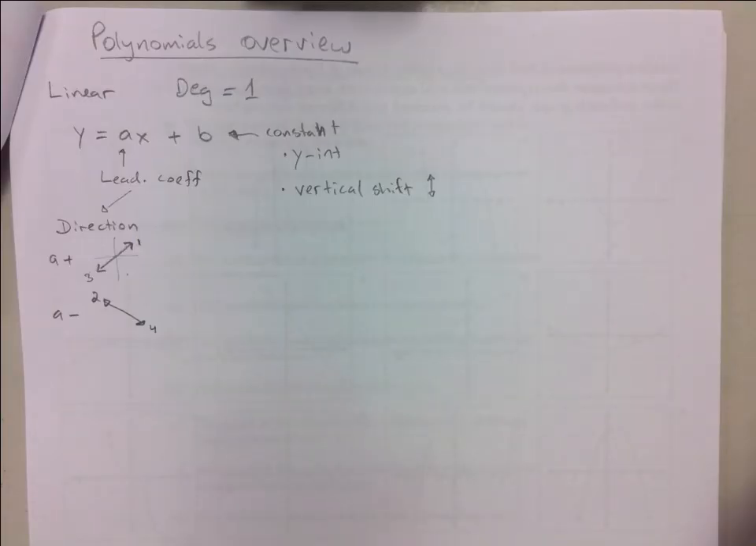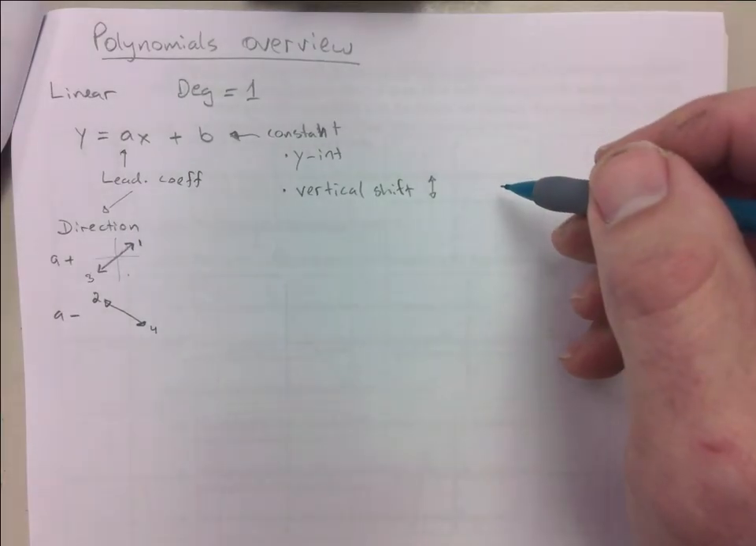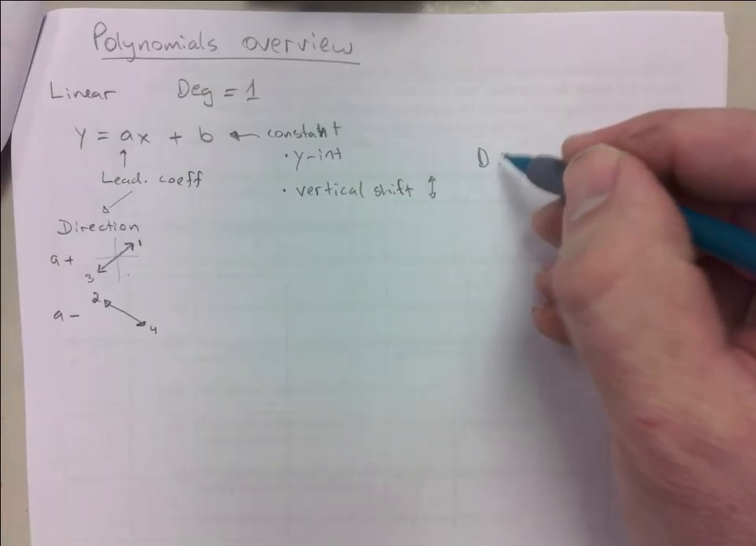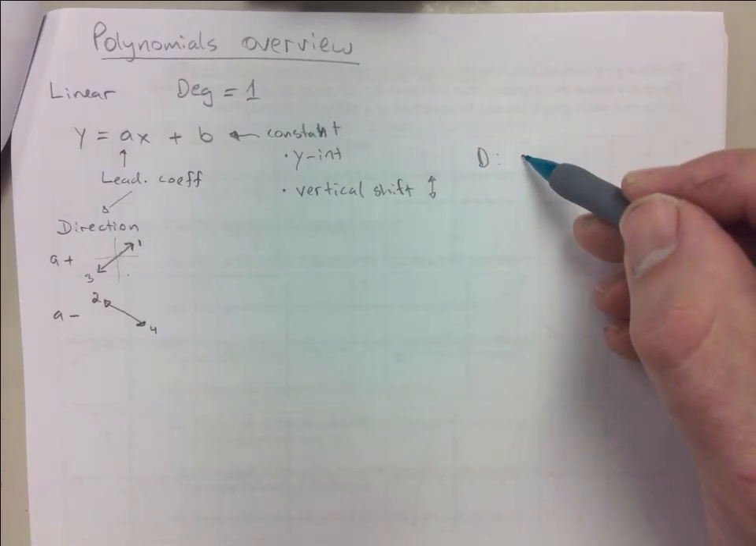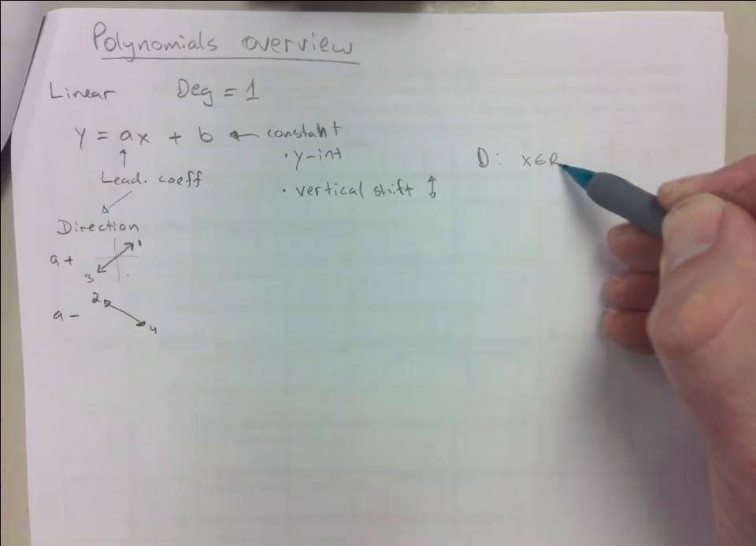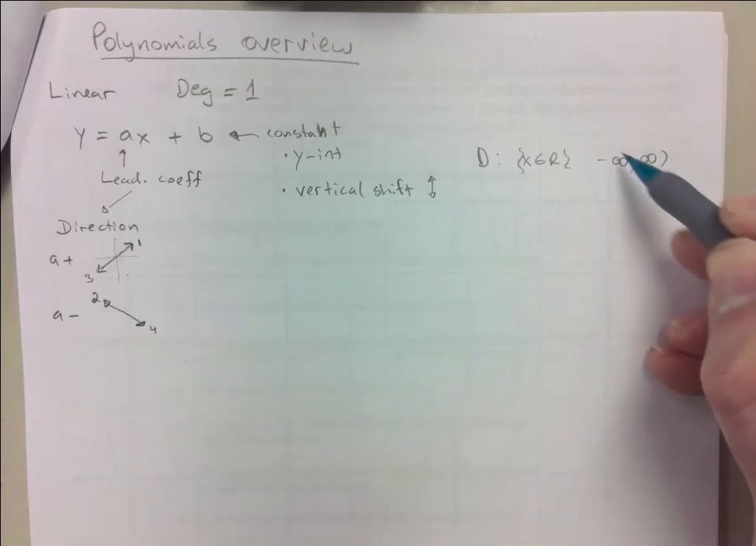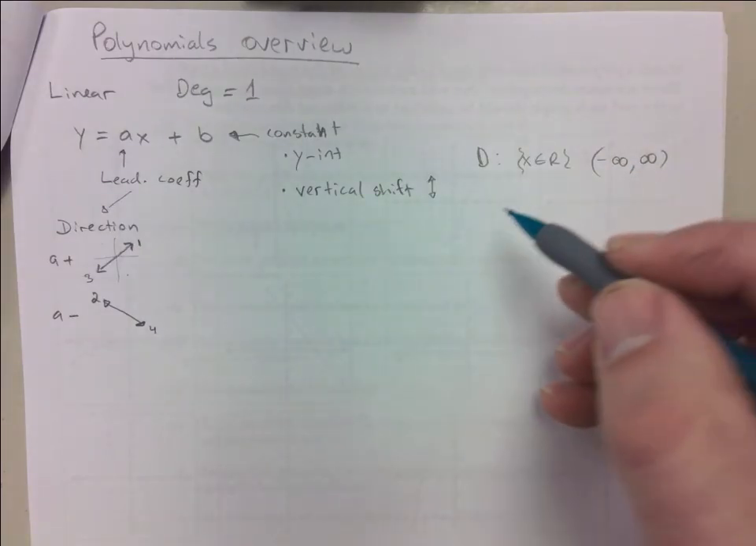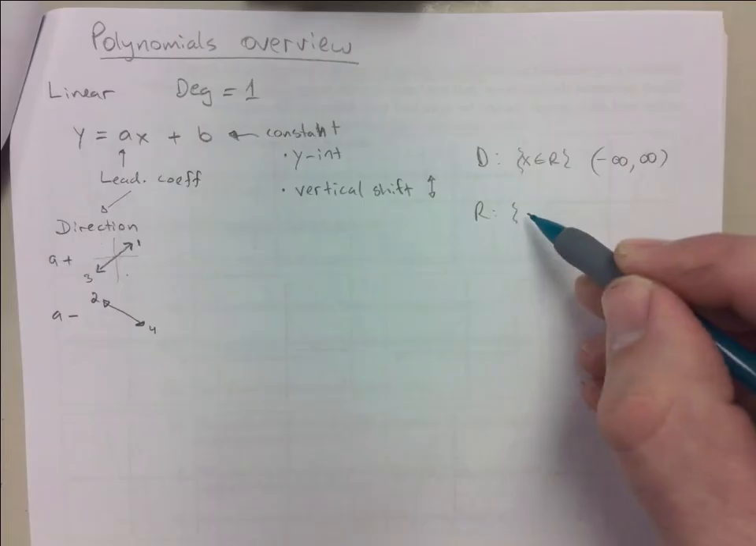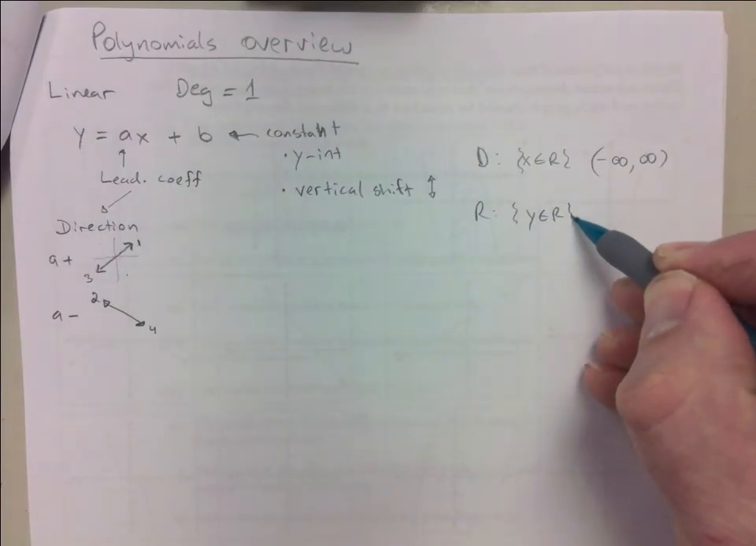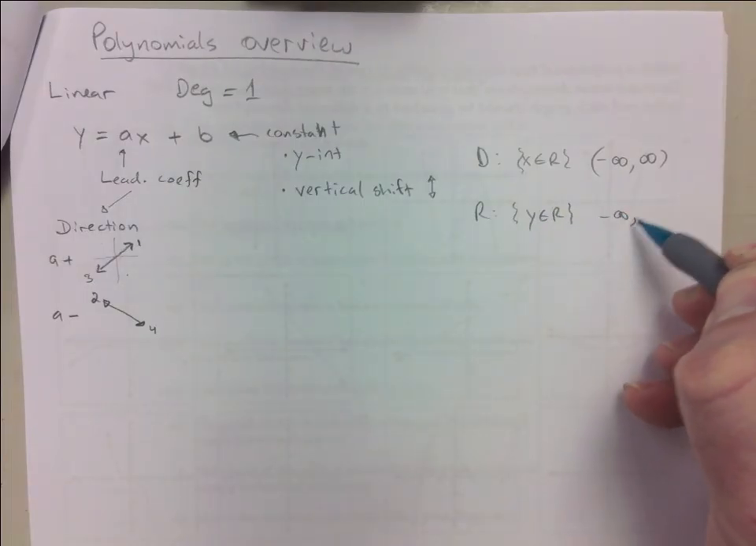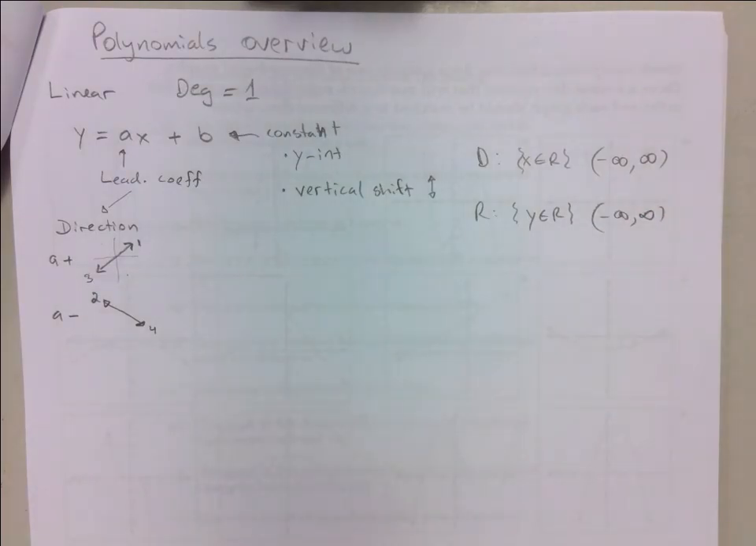Oh yeah, domain and range. That's what I wanted to add next to this. Your domain is all real numbers, or negative infinity to positive infinity. Your range, in this case, is also all real numbers, or negative infinity to positive infinity. Okay? Because it just never ends.